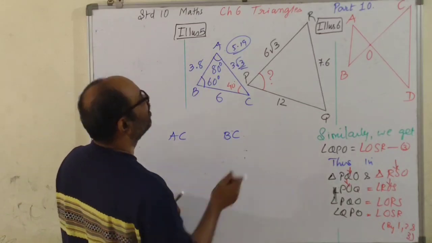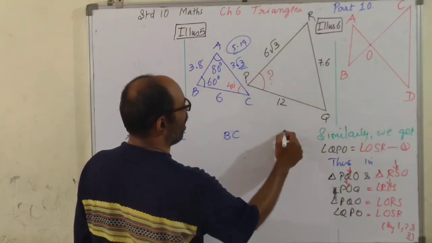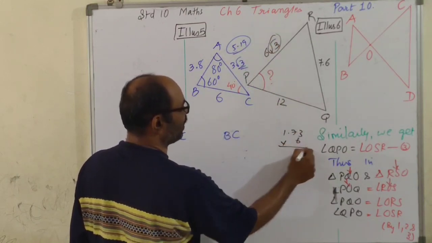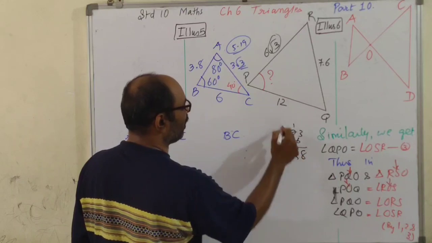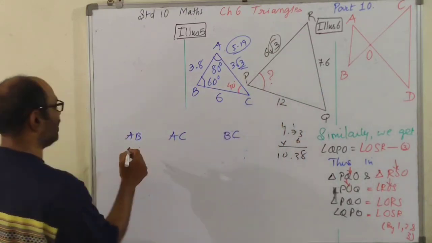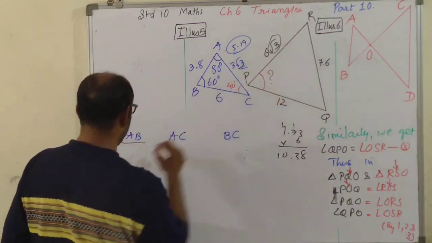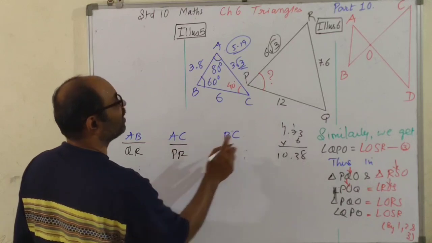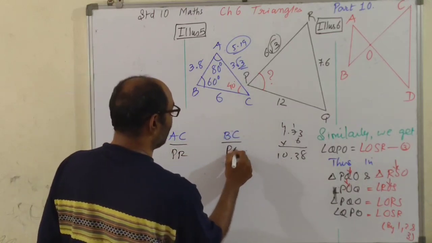Here, in the same way, 1.73 is the value of root 3, into 6 gives approximately 10.4. So this is the second biggest side. The smallest side is QR, next is PR, and the biggest is PQ.